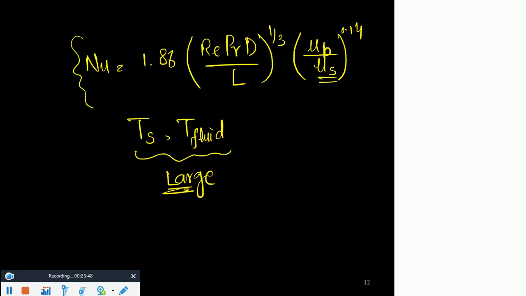Large means considerably large. You cannot quantify it. For example, if the difference is like 10 to 20 degrees centigrade, you might be using the first relationship. If it is more, again it is debatable. It is always debatable what should be the extent where you should use other terms. So in the next class I would start the natural convection portion, inshallah.